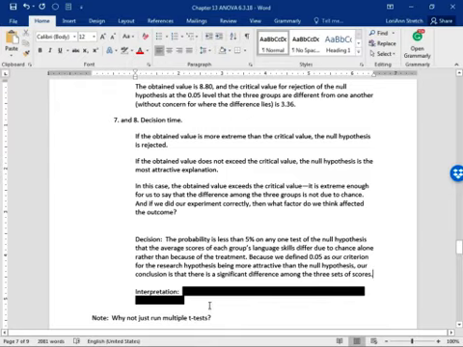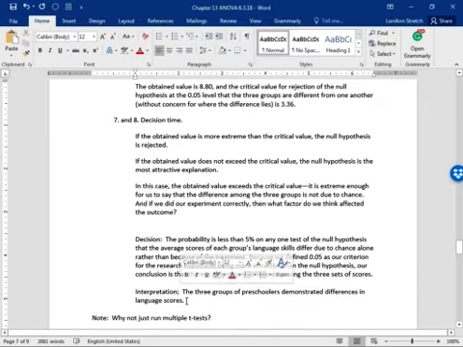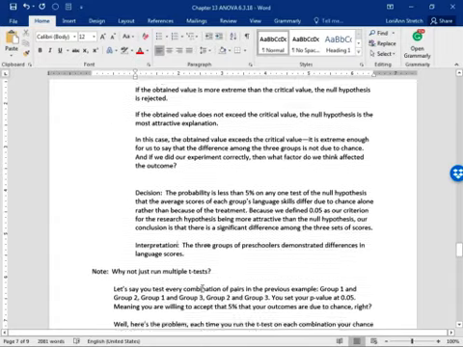But what does this all mean, okay? And this is where it's really important to understand. I don't know where that difference is. I just know that somewhere among those scores there is a difference. So when I note that, I'm just going to say my interpretation is the three groups of preschoolers demonstrated differences in language scores. That's it. That's all I can really say.